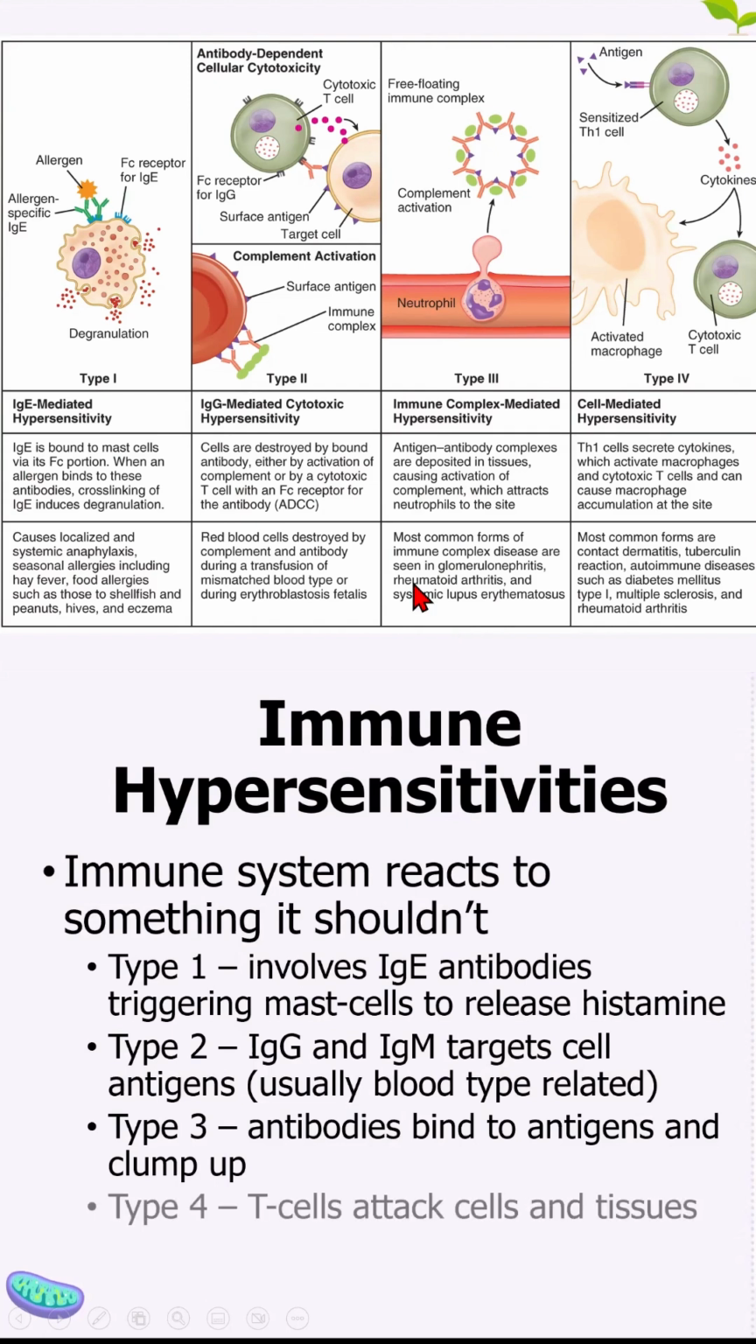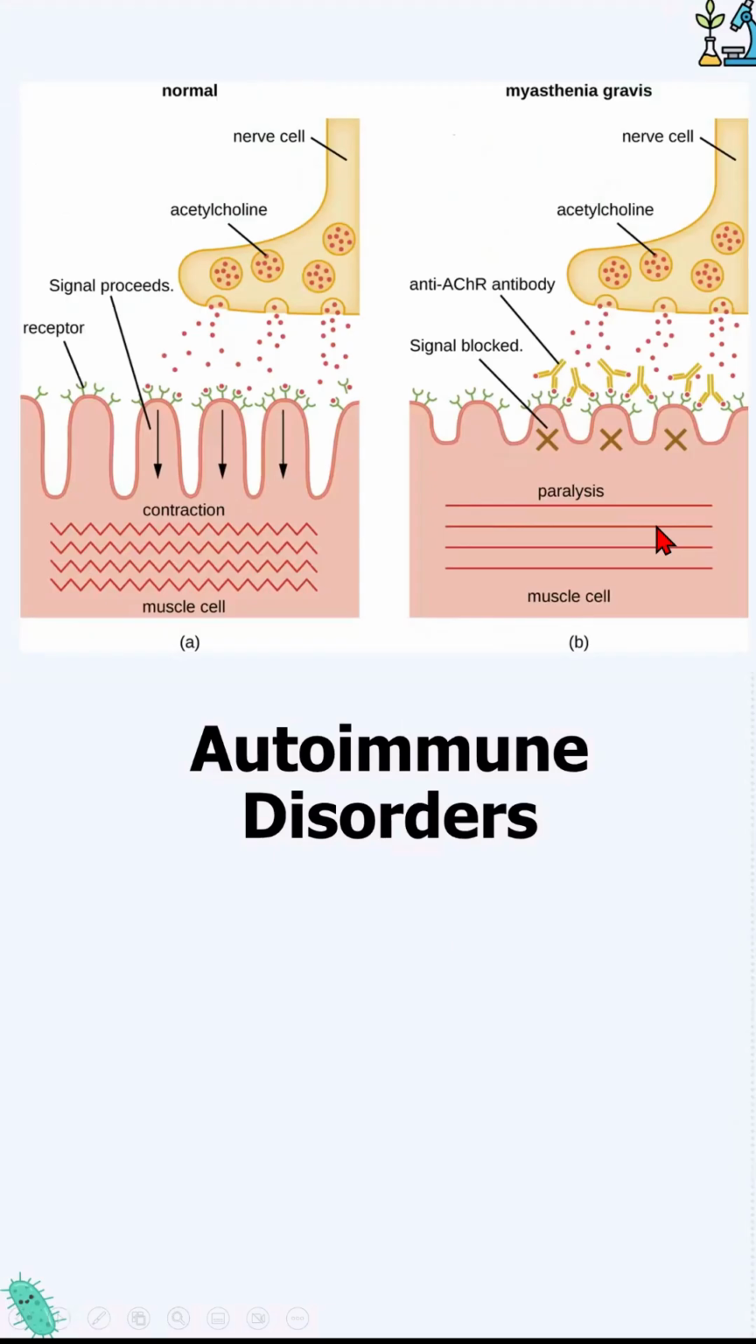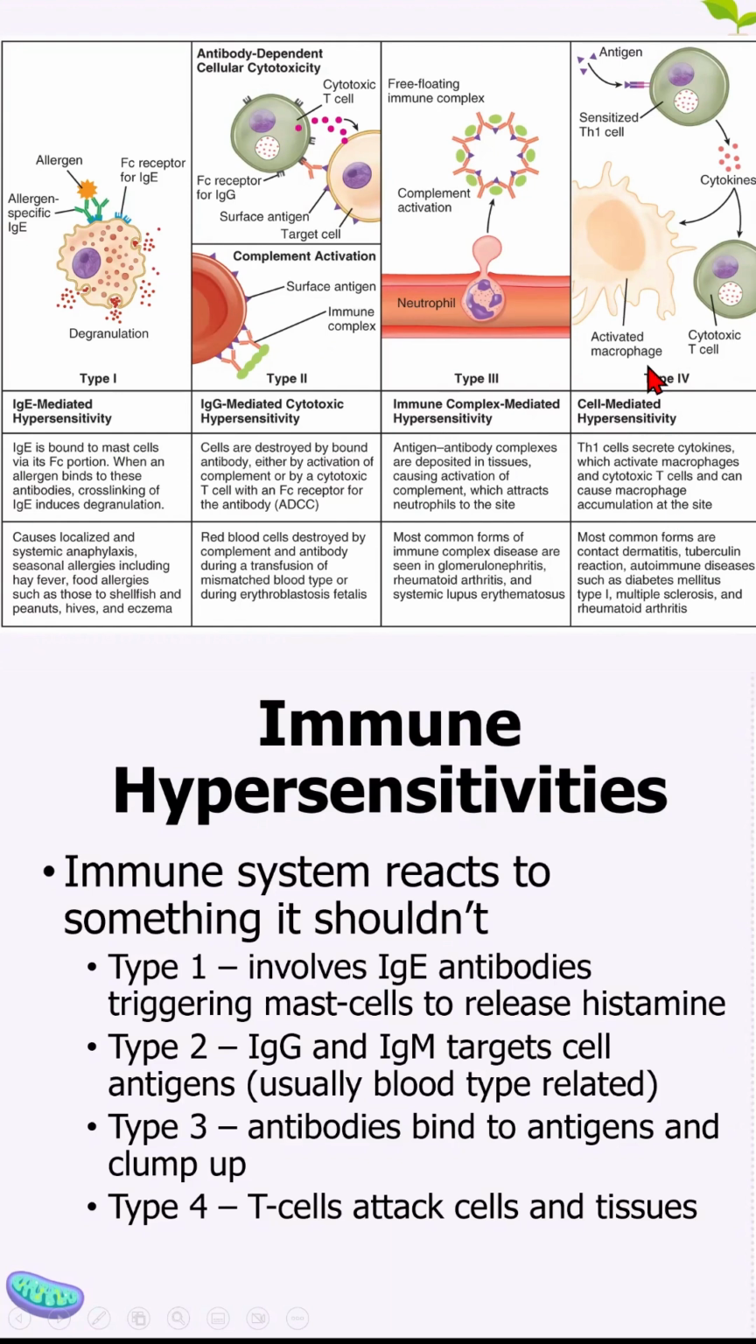So not great. And then finally, type 4 hypersensitivities have to do with T cells that are, for whatever reason, attacking different cells in your body, even though they shouldn't. A cytotoxic T cell, for example, attacking something that it shouldn't would obviously be an issue. Things like multiple sclerosis and diabetes can be caused by type 4 hypersensitivities.